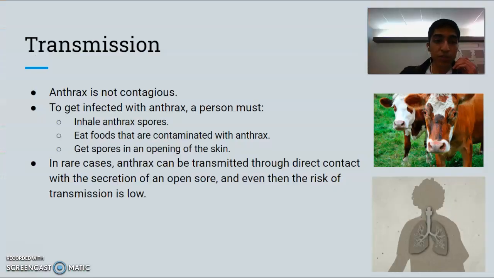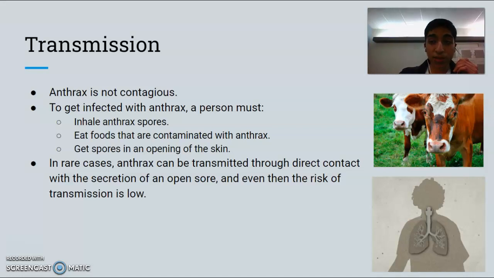Next, we have transmission. This is very interesting, and anthrax in a way is unique in the sense that it is not contagious. You can be in a room with somebody with anthrax and they can be coughing and sneezing, and you will not develop the disease because the droplets are not contagious. To get infected with anthrax, you must inhale the spores.